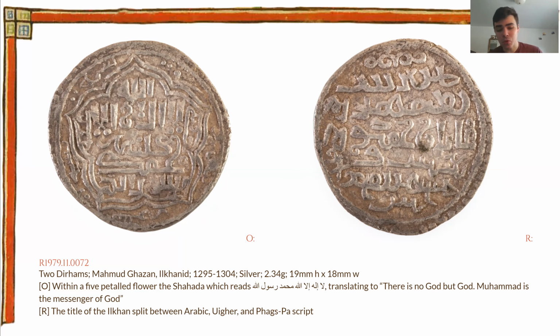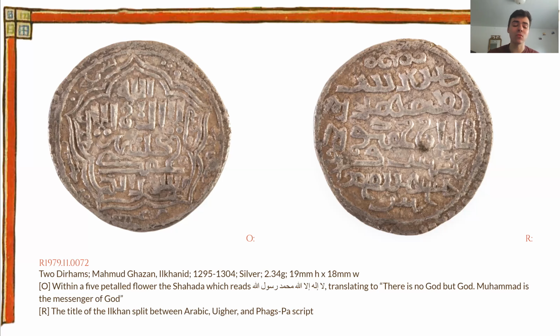And so here for this particular one, we see a 5-petal flower, again, this sort of geometric shape, and inside of which is the Shahada, which is a statement of the Islamic faith, basically saying that there is no God except for Allah and that Muhammad is the messenger of God. It's a basic statement of faith, but it's a particularly important one. This is the ruler of the Ilkhanate himself saying that we are a Muslim nation, that we revere Allah, and that it's a particularly important thing in our society.